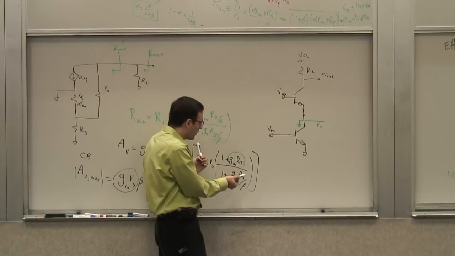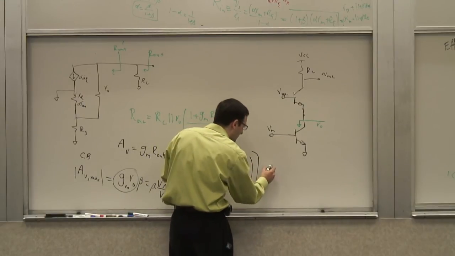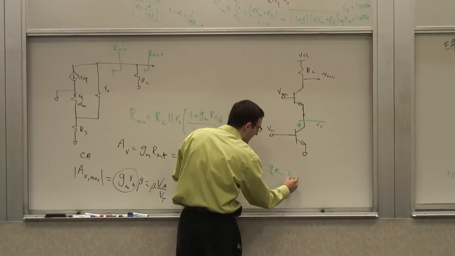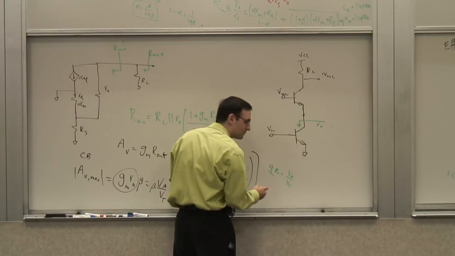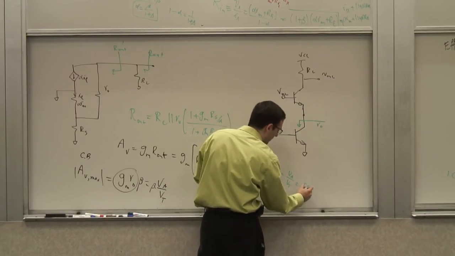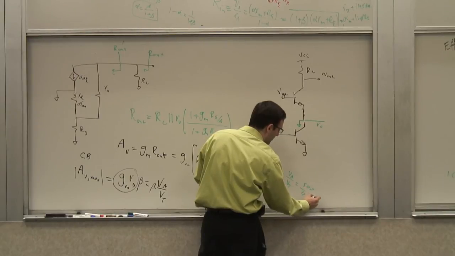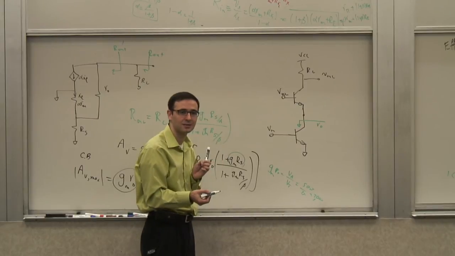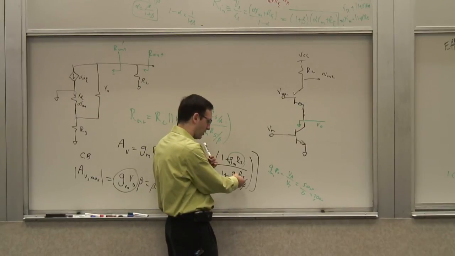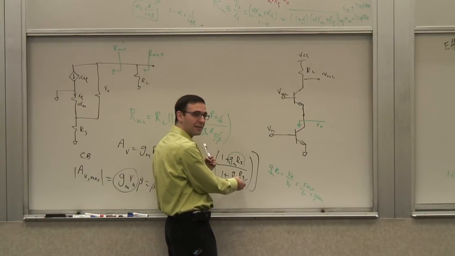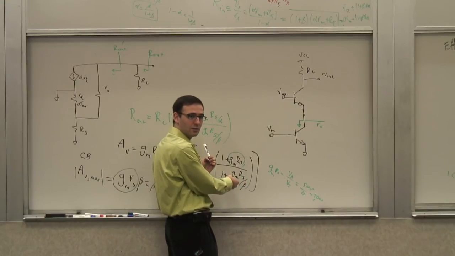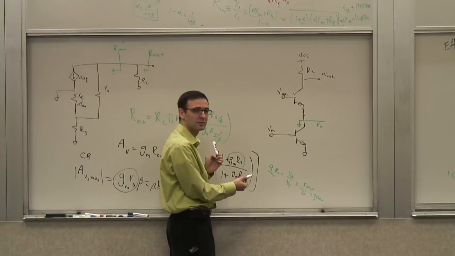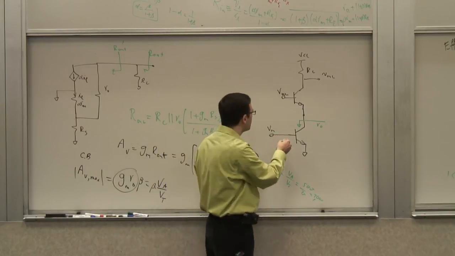Okay? So, what is GMRO? GMRO is VA over VT. It's 50 volts divided by 25. That's 2,000, right? It's the intrinsic gain of a common emitter. So this quantity is quite large. Even if my beta is 100, that's 20 compared to 1. So I'm really in good shape as far as this is concerned. This is almost beta with something like that.